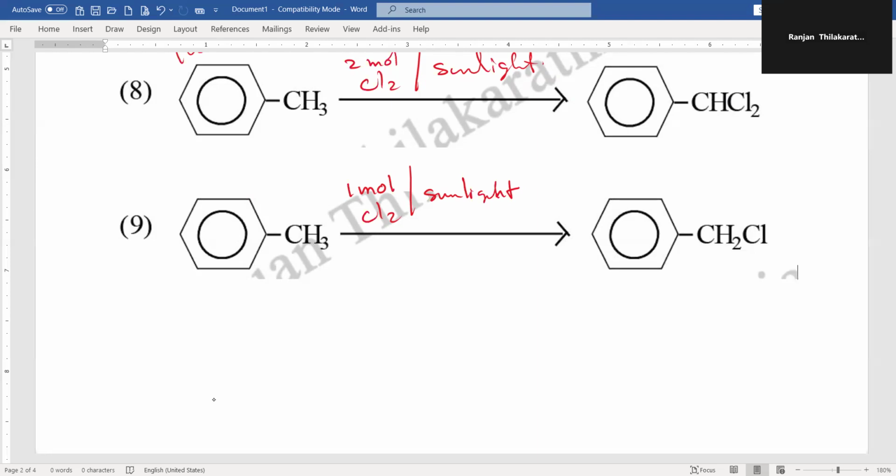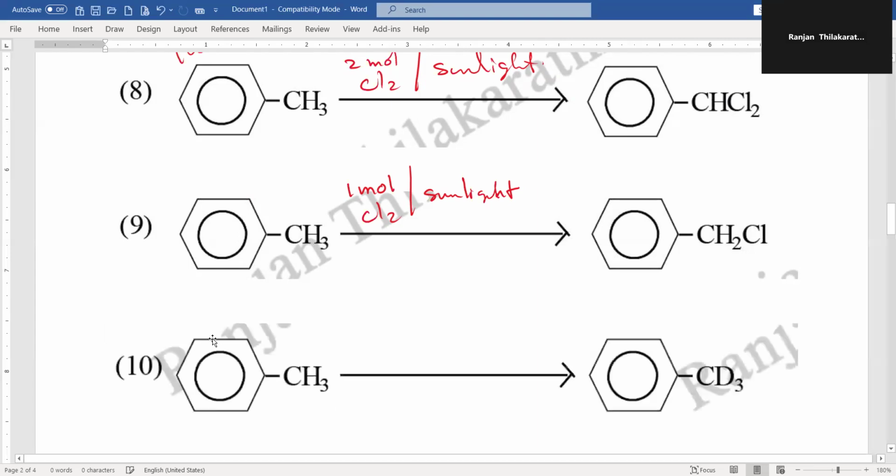It will be a mixture of products. One of the products will be this one. Depending on the boiling point of that, you can distill it off, right? So you will get the product. And the 10th one will be like this.